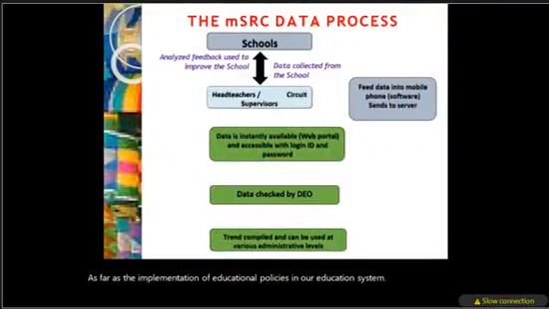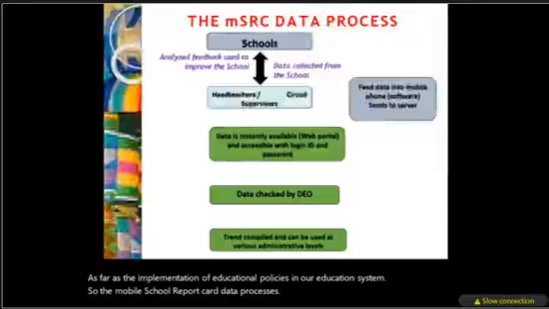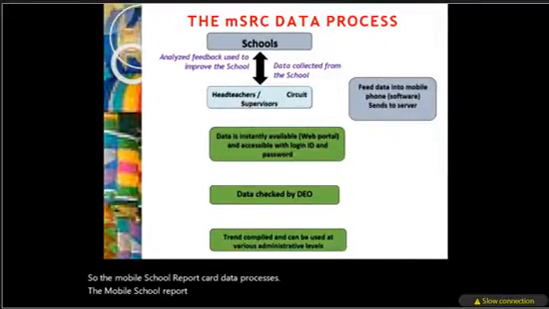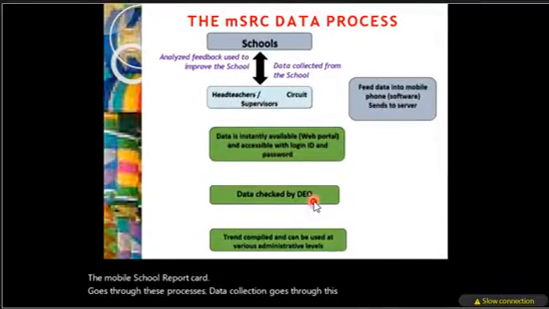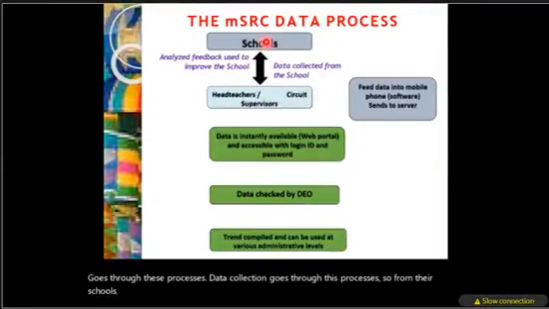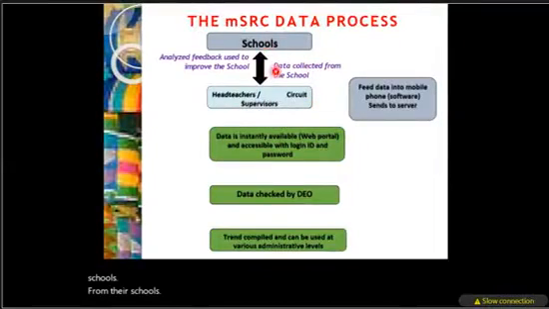So, the mobile school report card data processes. The mobile school report card data goes through these processes. Data collection goes through these processes. So from the schools, data is collected by the head teachers and fed into their mobile phone software, that's the MSRC app. Then it sends to the server. Data instantly becomes available on the web and accessible with login ID and password.